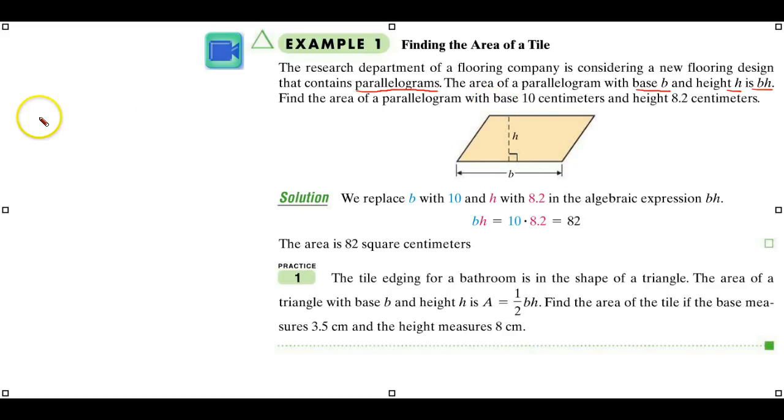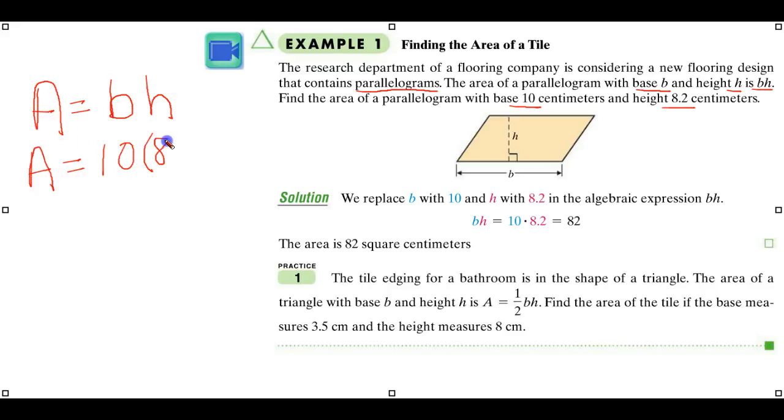And the formula for finding the area of a parallelogram is area equals base times height. And they're going to give you what they are. The base is 10 and the height is 8.2. So you just substitute. The base is 10 times 8.2, and you get an answer then just by moving the decimal place over. 82 centimeters square.